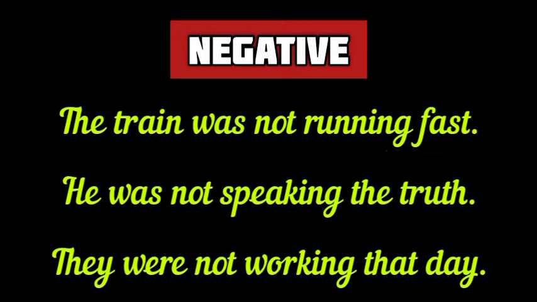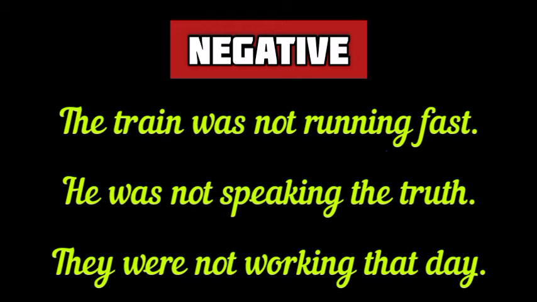Now let's see how the past continuous tense is used in negative sentences. The train was not running. Here was running is in past continuous tense and not is put in between the auxiliary verb was and the fourth form of the main verb running. In the same way, he was not speaking the truth. Was not speaking the truth is in past continuous tense.